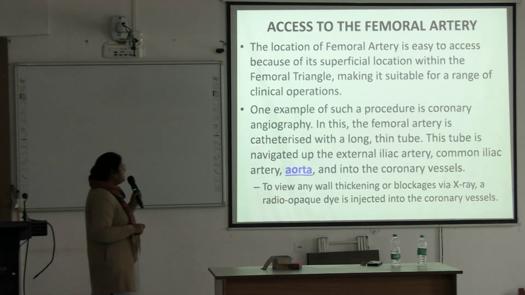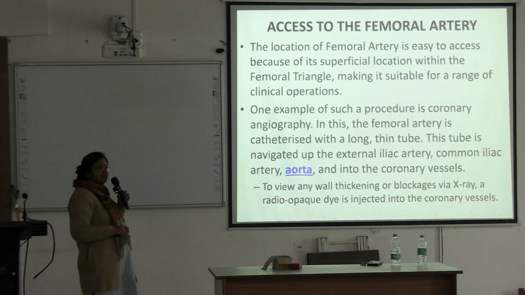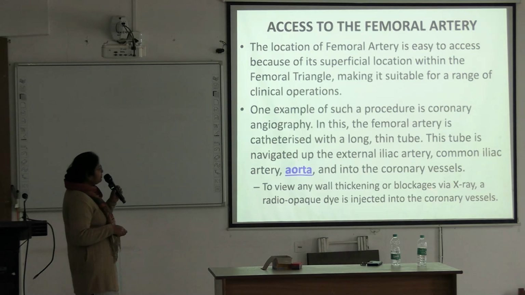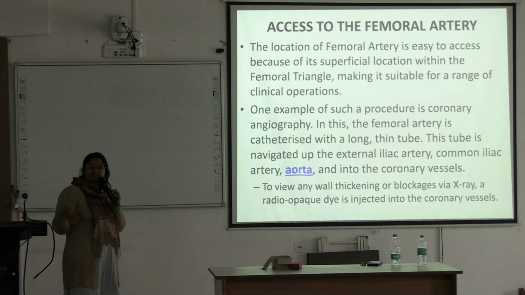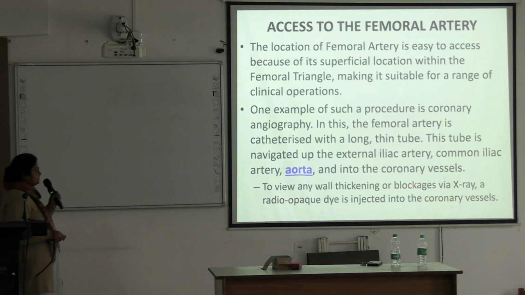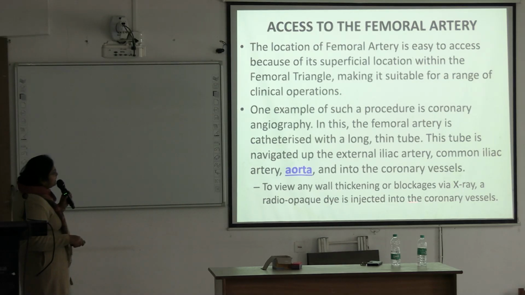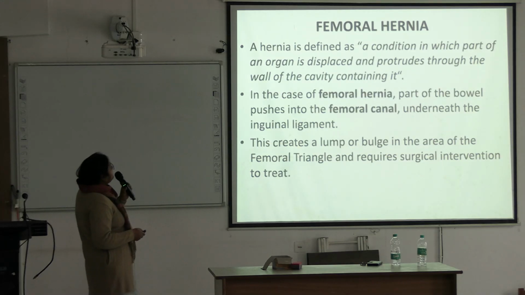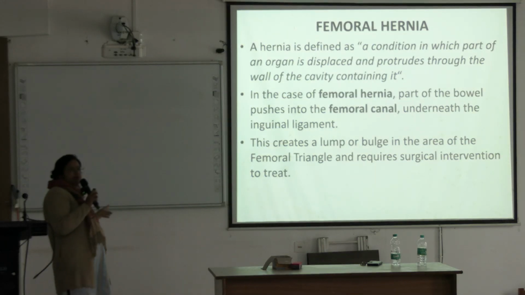In this, the femoral artery is catheterized with a long thin tube, and this tube is navigated up to the external iliac artery, then common iliac artery, then aorta, abdominal aorta, thoracic aorta, then arch of aorta, then into the coronary vessels. Okay, in the ascending aorta, there is the opening of the coronary sinuses. So, to view any wall thickening or blockages in the X-ray, a radio-opaque dye is injected into the coronary vessels through this catheter. Okay. So, this is an important clinical aspect, coronary angiogram.